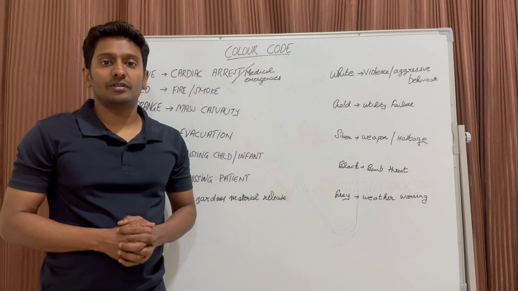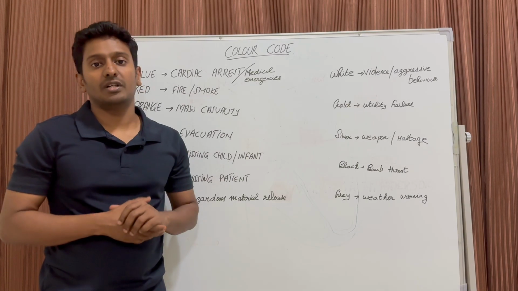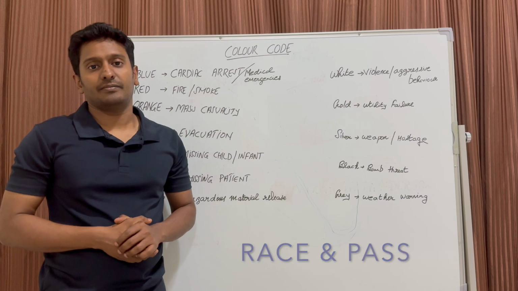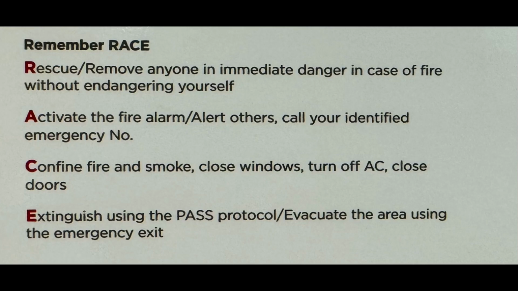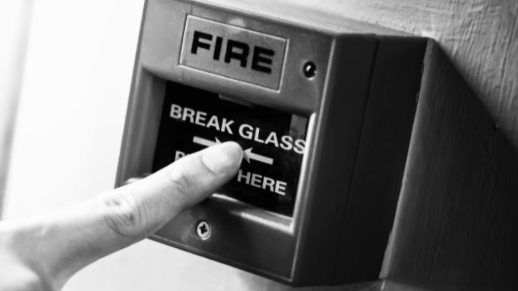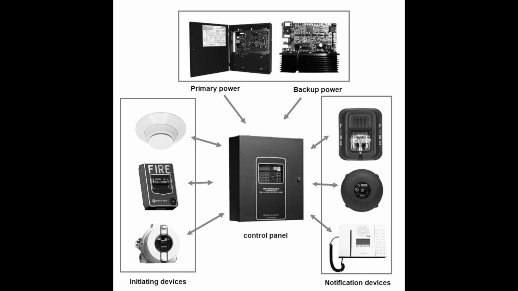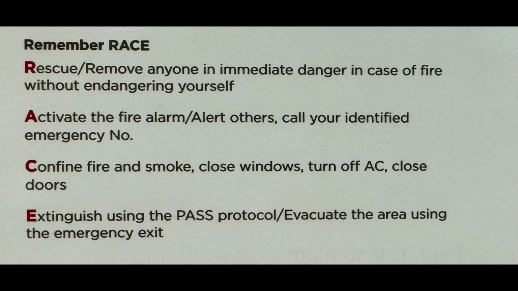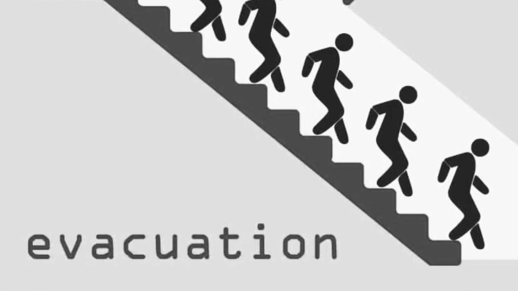The next color code is code red. This code is announced when there is a fire or smoke. During these codes, we should remember two words, that is RACE and PASS. In RACE, R stands for rescue. If you have the ability to rescue a patient, you can do that. A stands for alarm. Code red should be announced. Then C stands for contain. If you have the ability to contain a fire, you can do that as well. E stands for extinguish or evacuate. If you are trained or have the skill to use fire extinguishers, you can use them to put down the fire, or else you can evacuate.